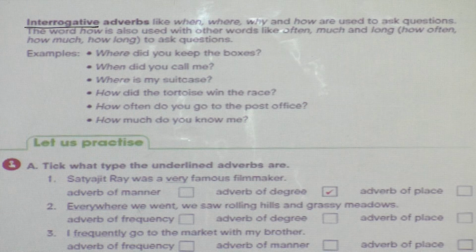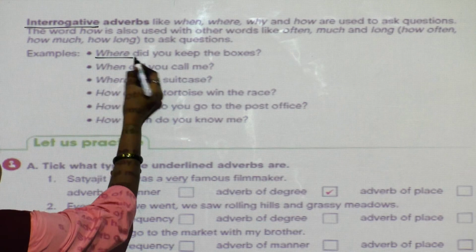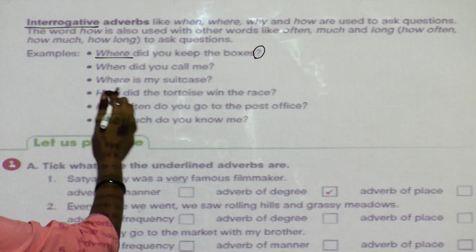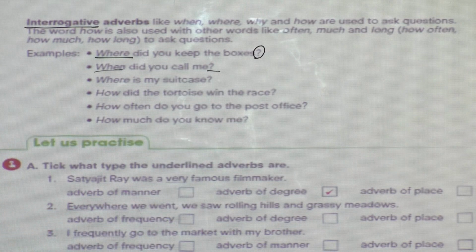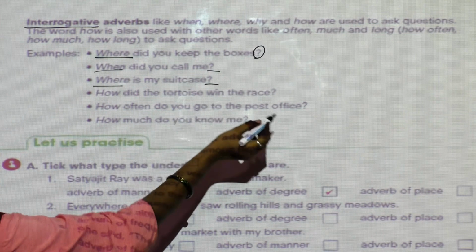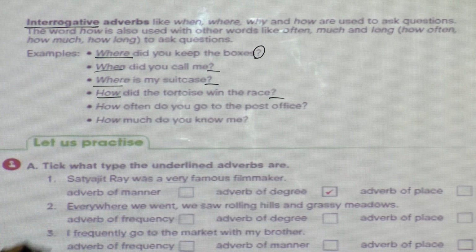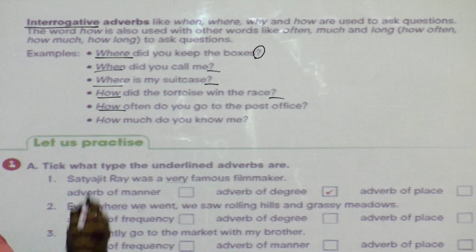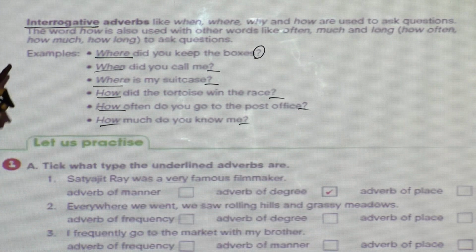So some examples are, where did you keep the boxes? Question mark. Where? I am asking the question, I am not knowing. So where and a question mark. When did you call me? I am asking question. Where is my suitcase? Where? Question mark. How did the tortoise win the race? How? Question mark. How often do you go to the post office? Again, how? How much do you know me? How? Okay, so interrogative adverbs are very simple. You just ask questions and end it with a question mark.